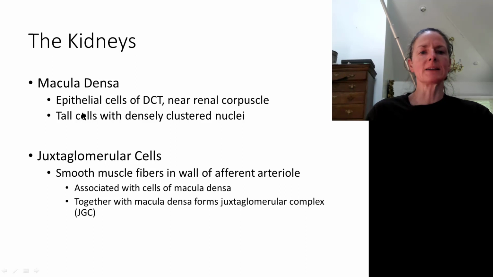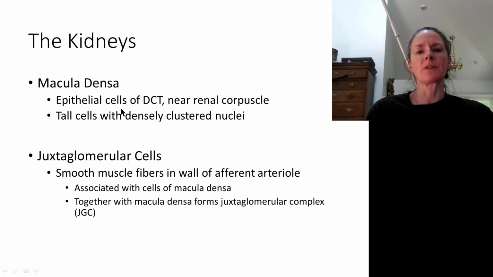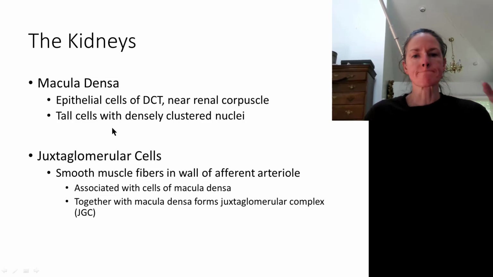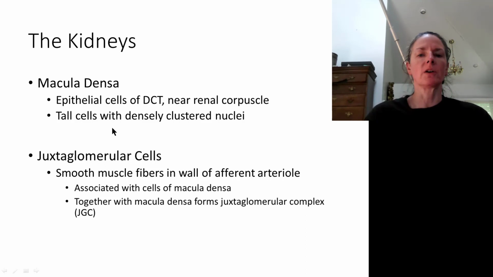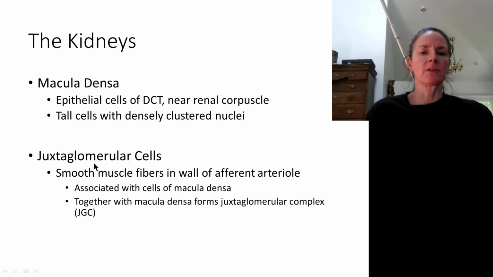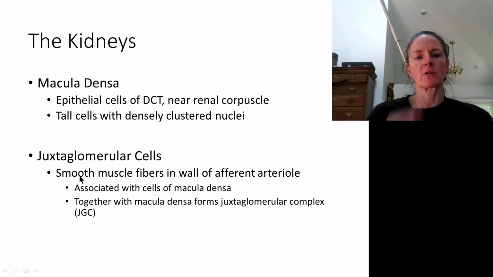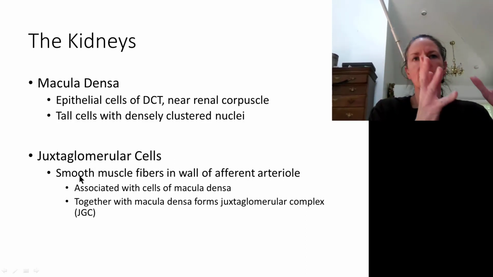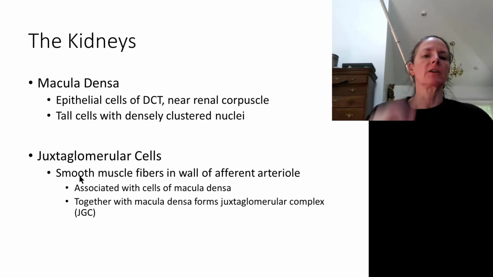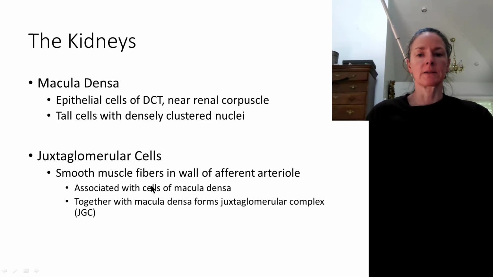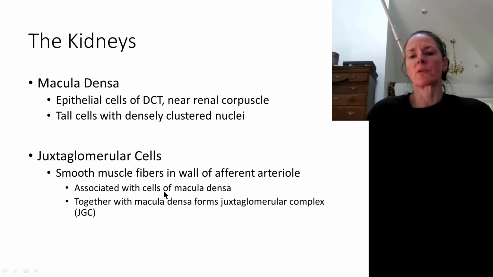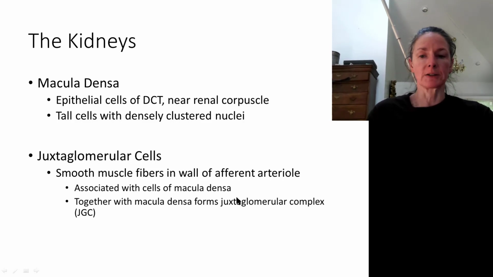All right, so our macula densa, as we know, are epithelial cells of the distal convoluted tubuli. This is going to be right near that renal corpuscle. And these are basically really tall cells. They're going to have some densely clustered nuclei. We'll look at it in just a second. And then we have our juxtaglomerular cells that are sort of wedged between the macula densa, the afferent and efferent arterioles. And this is going to be monitoring what's going on within the macula densa.